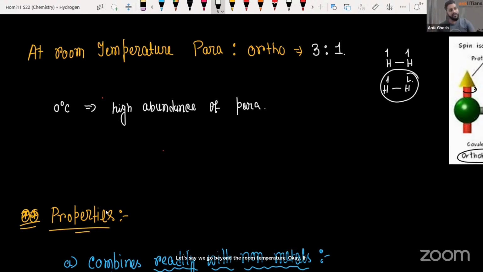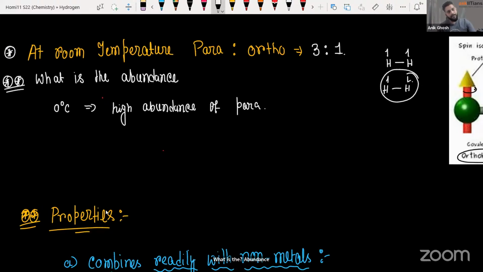Okay, there is another statement, and this is also a question that came in JEE Advanced, guys. What is the abundance of ortho to para? This would be 1:3. Ortho is more, para is less.